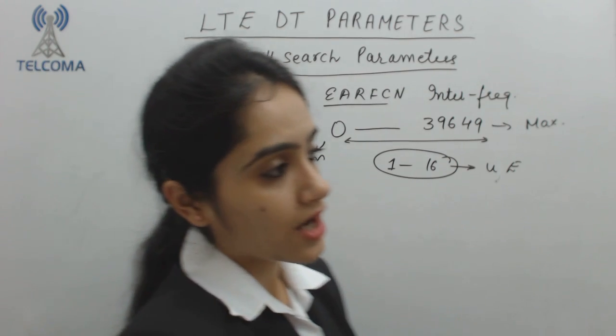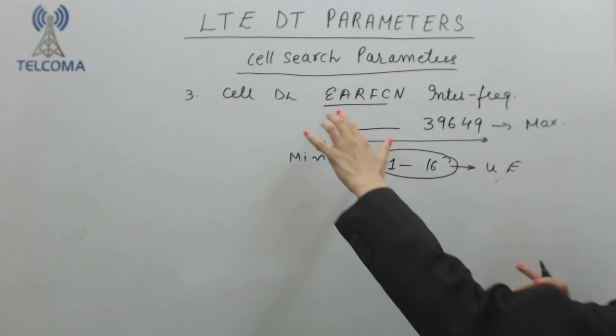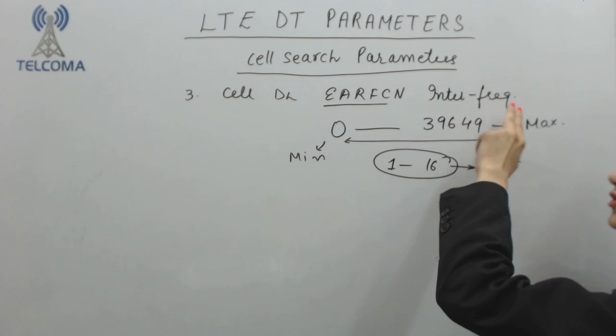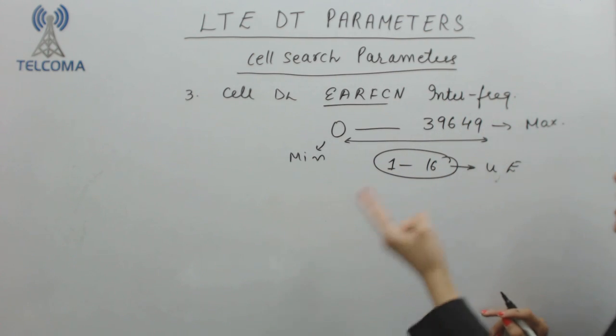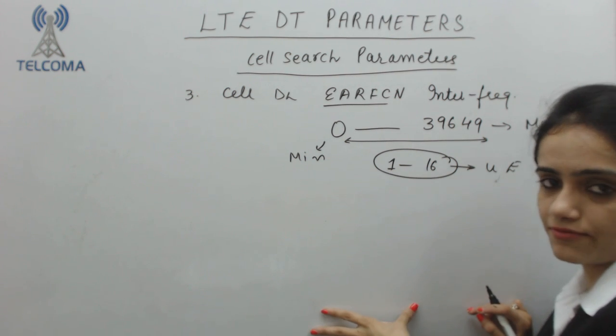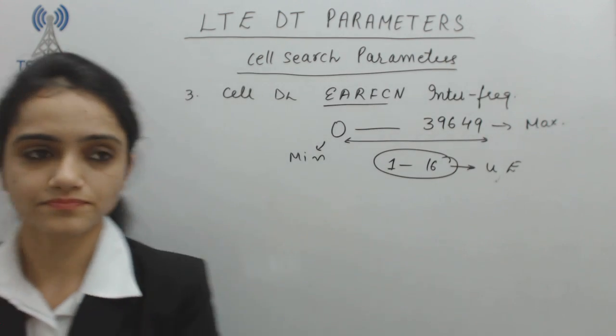Remember, this downlink EARFCN or uplink EARFCN, that means evolved absolute radio frequency channel number, is required only when we have to move from one frequency to another frequency, and it is not required within intra-frequency networks. That's why we don't have cell downlink EARFCN in intra-frequency.